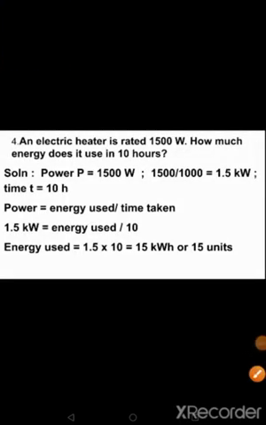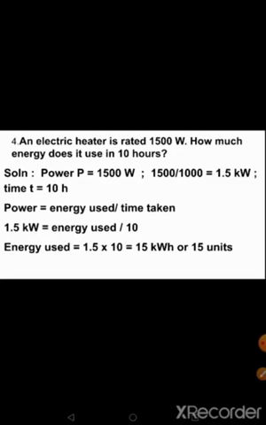An electric heater is rated 1500 watts, that is power, right? Power of the electric heater. How much energy does it use in 10 hours? So you have to find the energy consumed by this electric heater if it is used for 10 hours. Taking power P as 1500 watts, you have to convert this watt into kilowatt because they have asked you to calculate the energy, which is always in terms of kilowatt hour. So watt should be converted to kilowatt.